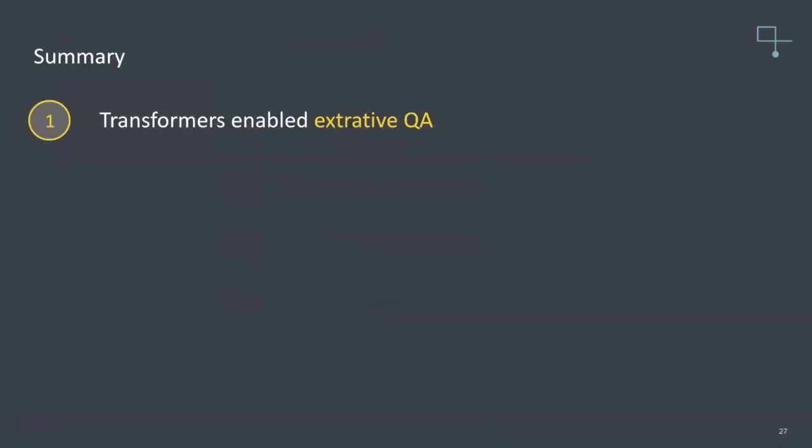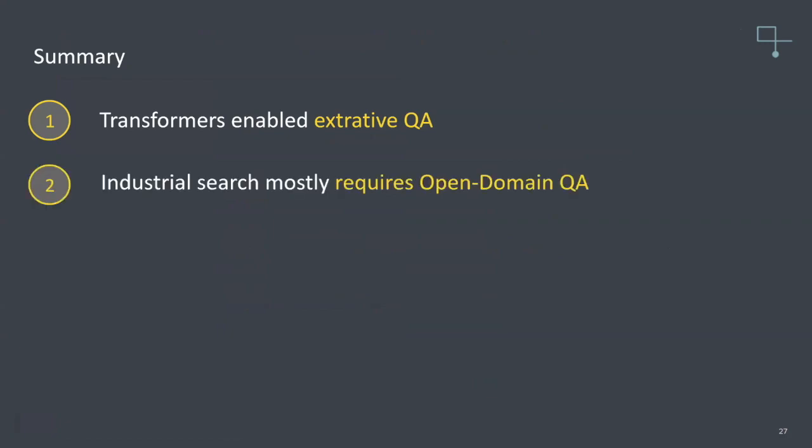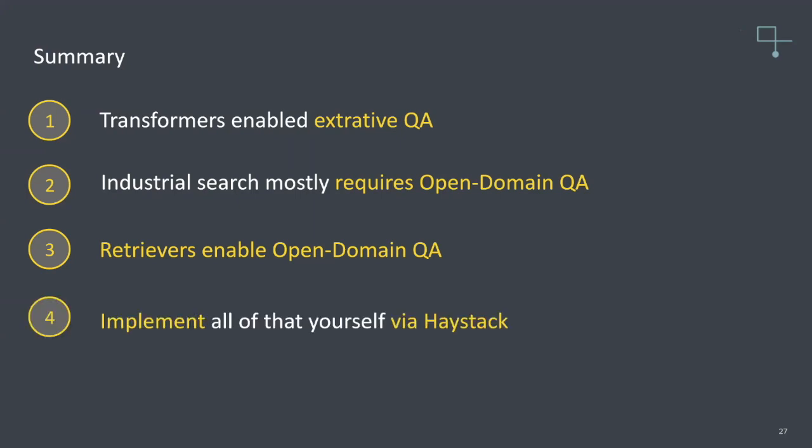So let's wrap it up. For this talk today, what should be important to take away? First of all, transformers really enabled the extractive question answering that we saw. In industry, we mostly require open domain QA, the scalable version of QA. And for this version of QA, for the scalability, retrievers are the core, and we really need those. And you can implement all of that yourself via Haystack. So get started, try it out, give us feedback.